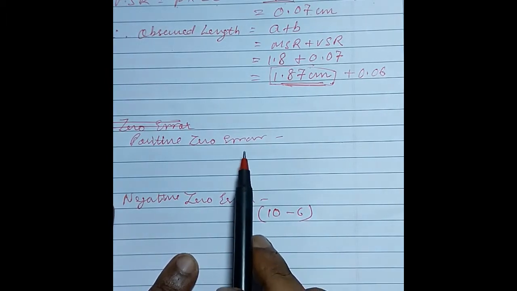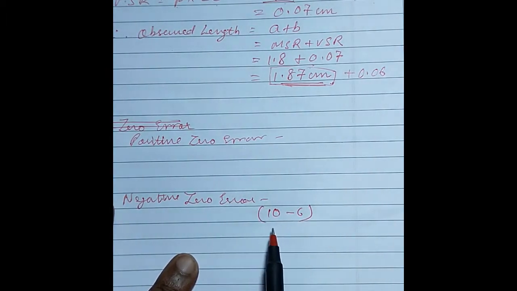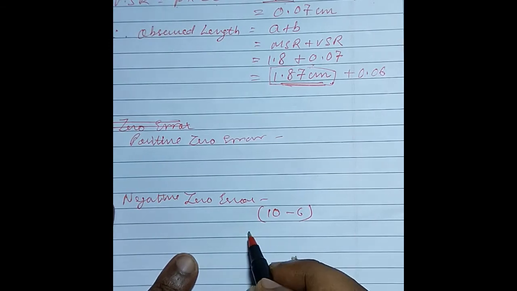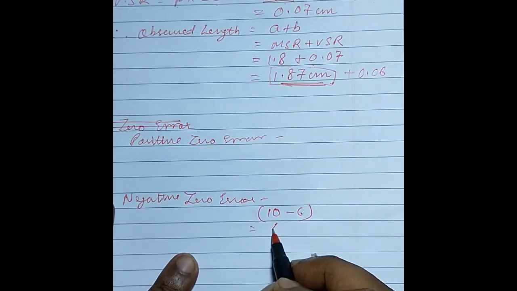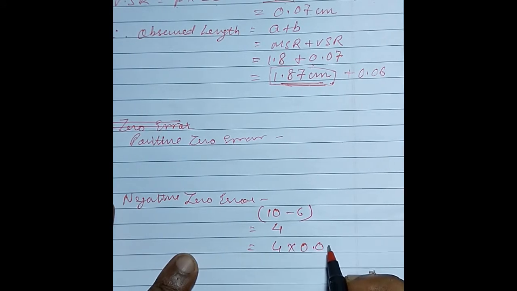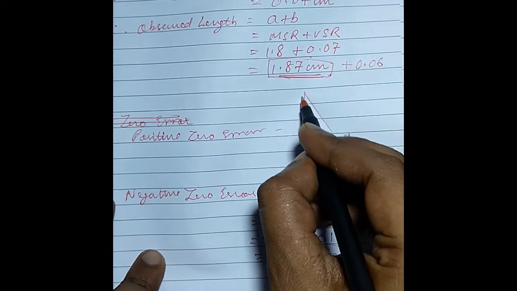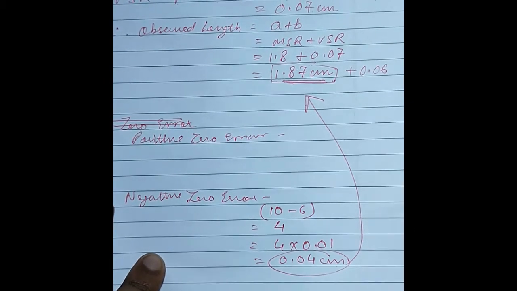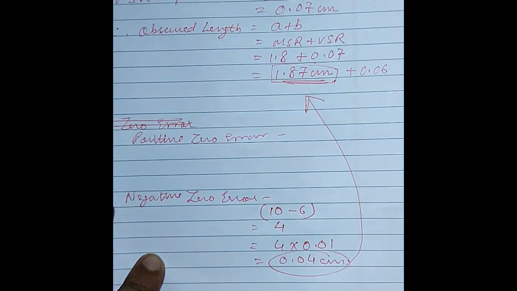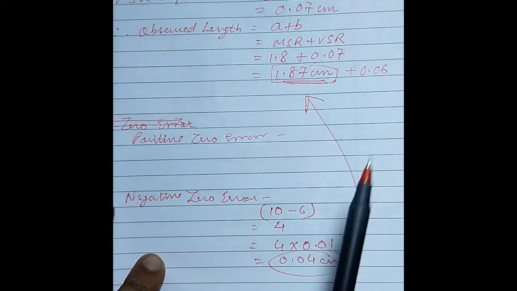This we will not do in case of the positive zero error, but we will do in case of the negative zero error, that is 10 minus 6 is 4 we are getting. So that means 4 into the least count, that is 0.01, is equal to 0.04 centimeter. This thing we have to subtract from the final reading if we have the negative zero error. For positive zero error we have to add, for negative zero error we have to subtract.